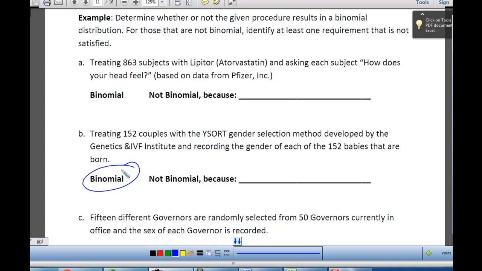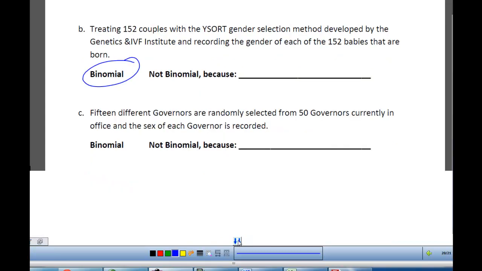15 different governors are randomly selected from 50 governors currently in office and the sex of each governor is recorded. Okay, would we say that's binomial? Okay, again, yes, we got a fixed number of trials.